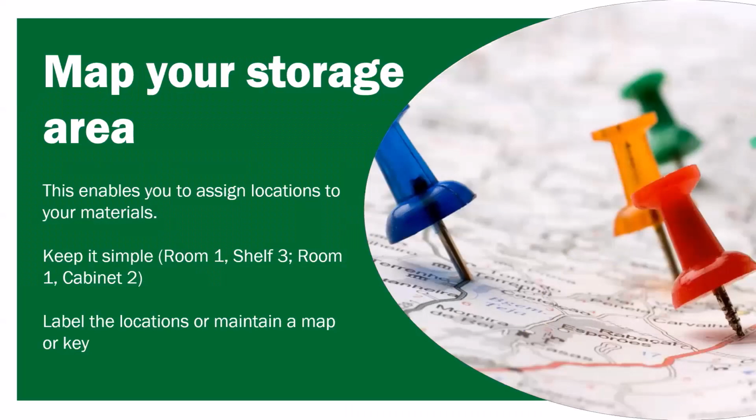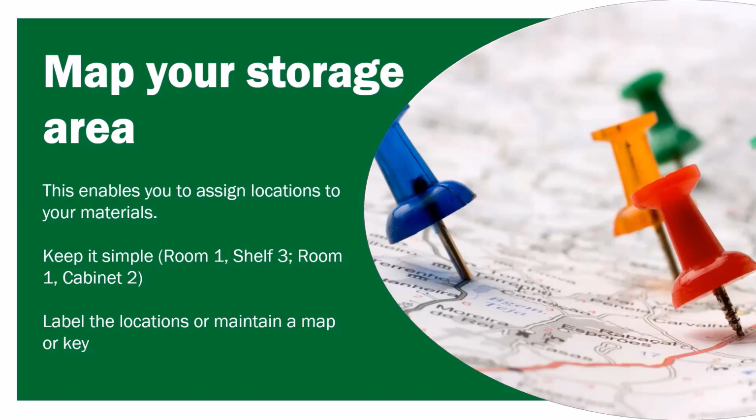Once you've decided how much you're doing and where, you're going to want to map out your storage area before you get started with the inventory. This is what enables you to assign locations to your materials. You're going to want to devise a really simple system and then just be consistent with it. For example, maybe you have 2 storage rooms. You can label them room 1, room 2. Then you could go through those rooms and number all of the shelves or the cabinets or the bins, whatever you're using for storage. So a location might be room 1, shelf 3, or it might be room 1, cabinet 2.